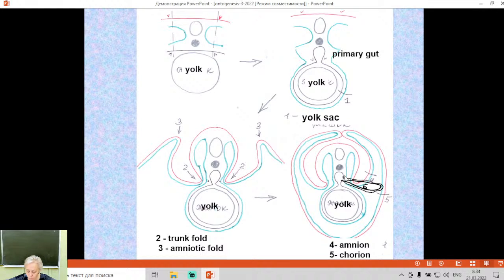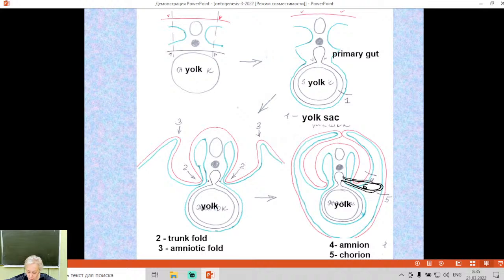Allantois is formed from endoderm and mesoderm as an outgrowth of the intestine of the embryo, and you see number 6. So allantois consists of endoderm and mesoderm, like the yolk sac. Amnion and chorion consist of ectoderm and mesoderm. Allantois is a bag for accumulation of harmful metabolic products.